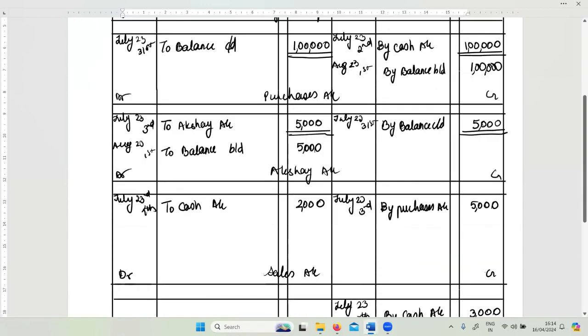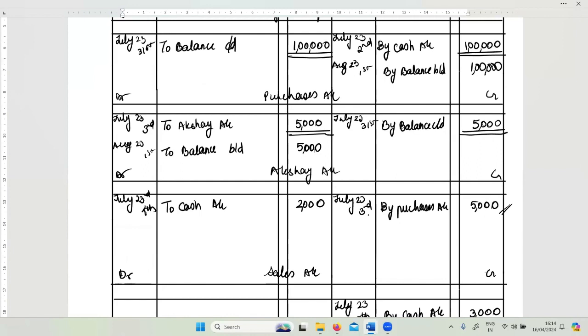Next is now Akshay's account. Now Akshay's account has two parts. It has debit part also and credit part also. But which side is more? If you see, it has a credit side which is 5,000 and debit side is 2,000. Which side is less? The side which is less is the debit side. So what balance does Akshay's account have? Akshay's account has the credit balance. Credit side is more, so it has a credit balance.